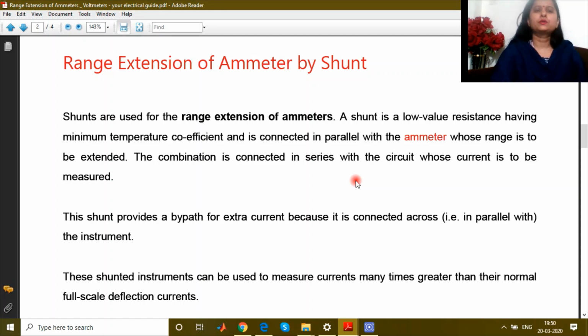Now we are going to discuss how we can extend the range of an ammeter. The range of an ammeter can be extended by a resistance connected in parallel with that ammeter, which is called a shunt. So shunts are used for the range extension of ammeters. A shunt is a low value resistance having minimum temperature coefficient and is connected in parallel with the ammeter whose range is to be extended. The combination is connected in series with the circuit whose current is going to be measured.